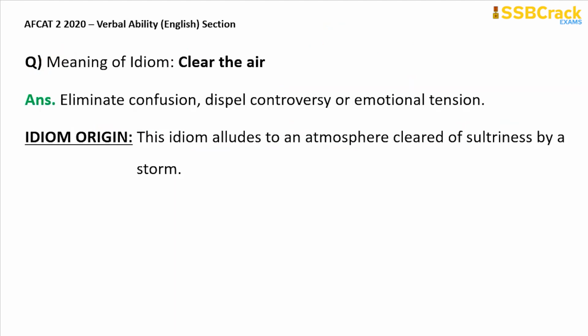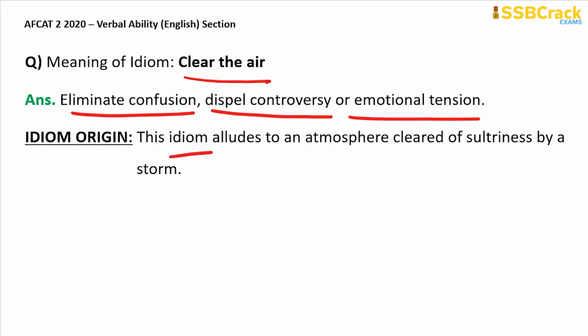The next question is meaning of the idiom clear the air, or sometimes it may also come as clean the air. Both of them mean the same, and it means to eliminate confusion, dispel controversy or emotional tension. That means if there is any kind of misunderstanding, and if I say let's clear the air, then I want to clear or sort the things out. I want to get rid of the misunderstanding or confusion or emotional tension or controversy. That is the meaning of clear the air.